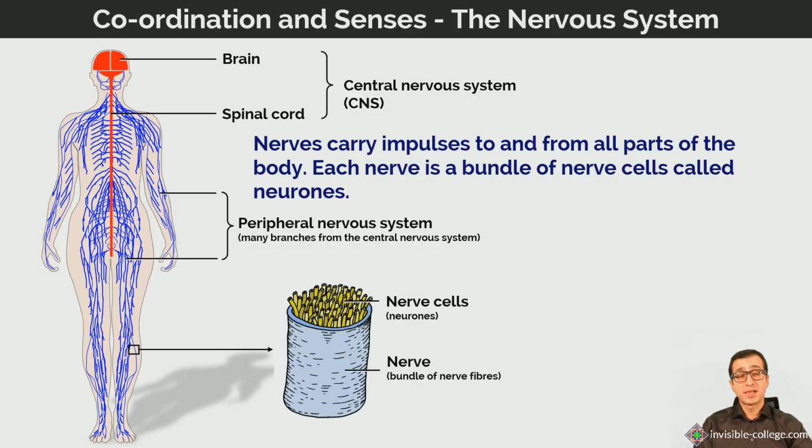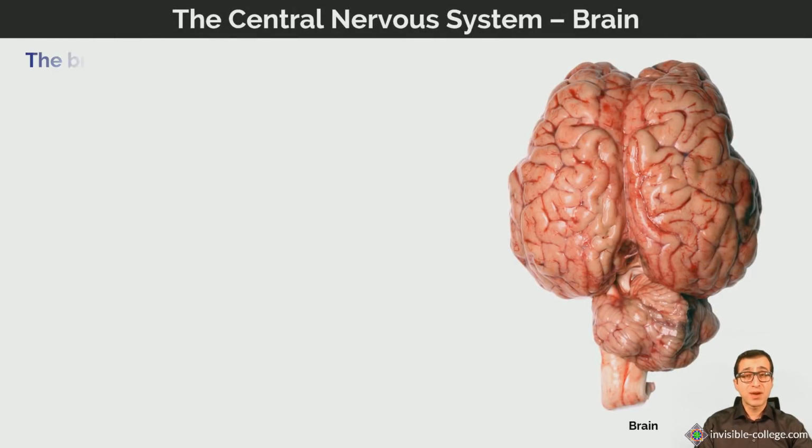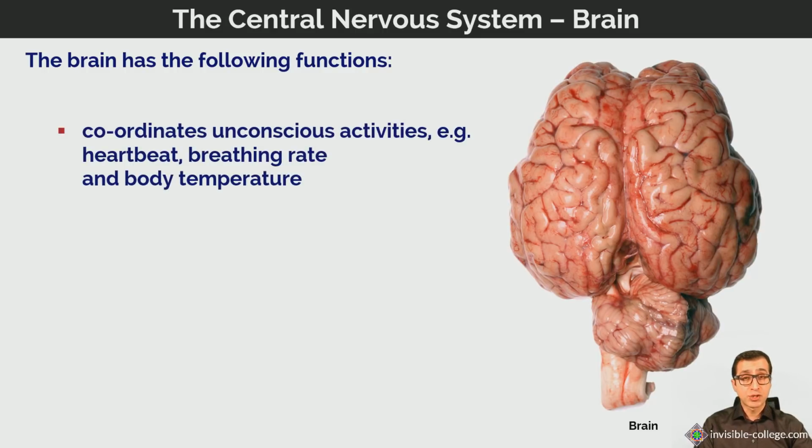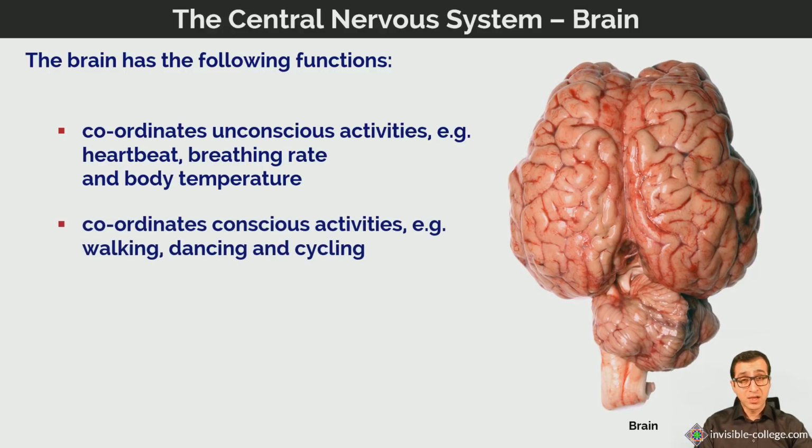Now, the next lesson is going to be one where we look at the brain in a lot more detail, but it bears mentioning here. So the brain has the following functions. It coordinates unconscious activities such as heartbeat, breathing, and body temperature regulation. It also coordinates conscious activities such as walking, dancing, cycling, and decision making.